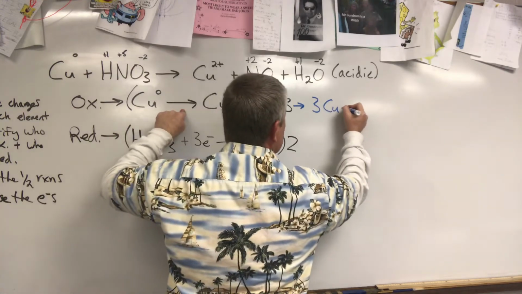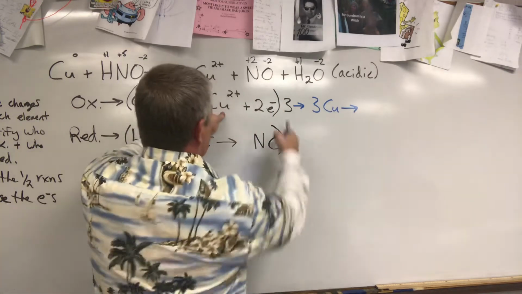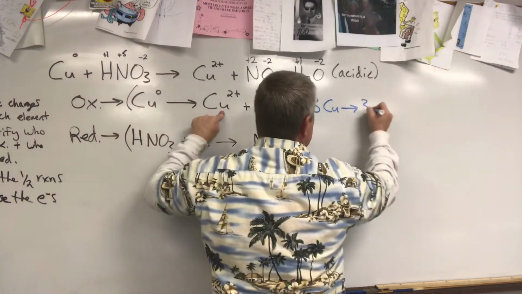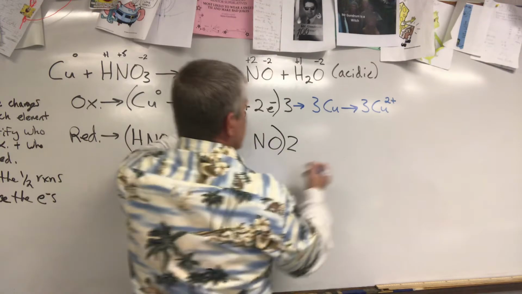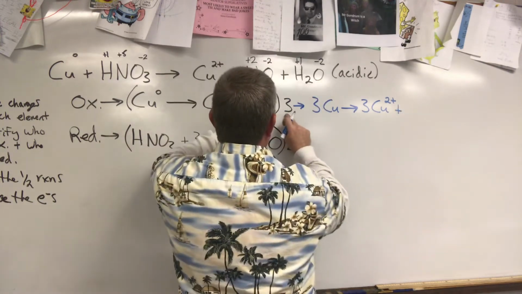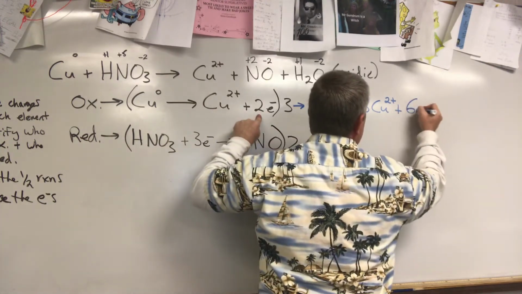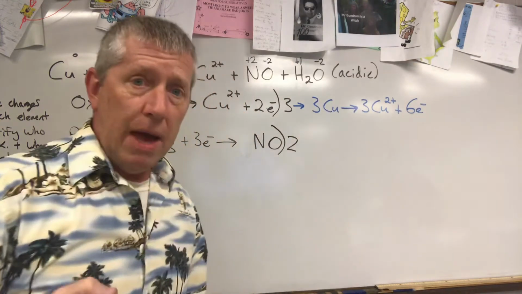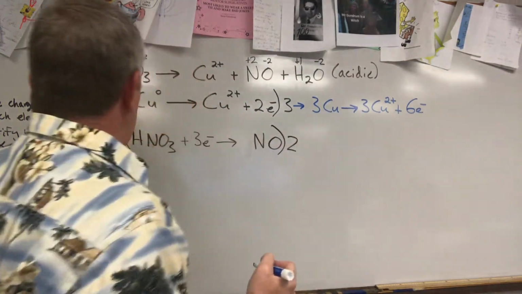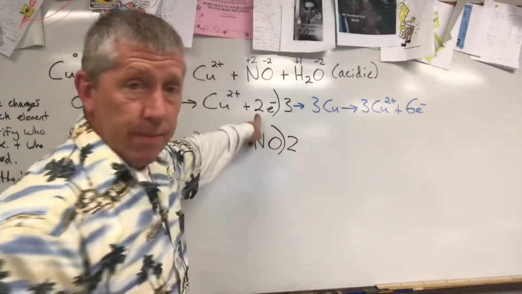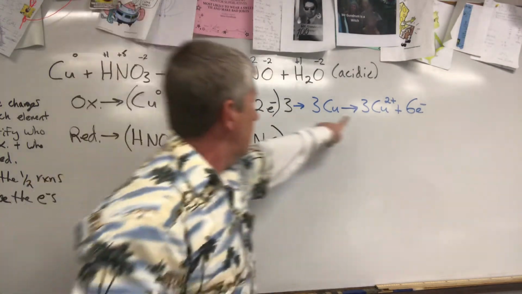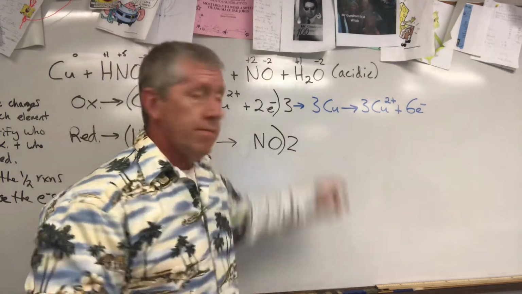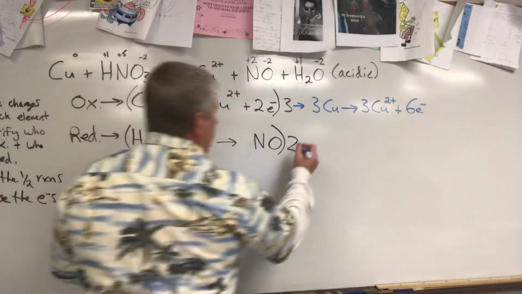Arrow. 3 copper plus 2s. Plus 6 electrons. I multiplied this whole half reaction by 3. That balances my electrons. I have to make sure I multiplied this by 3 and this by 3. Did it. Same thing here, but I'm going to multiply everything by 2.